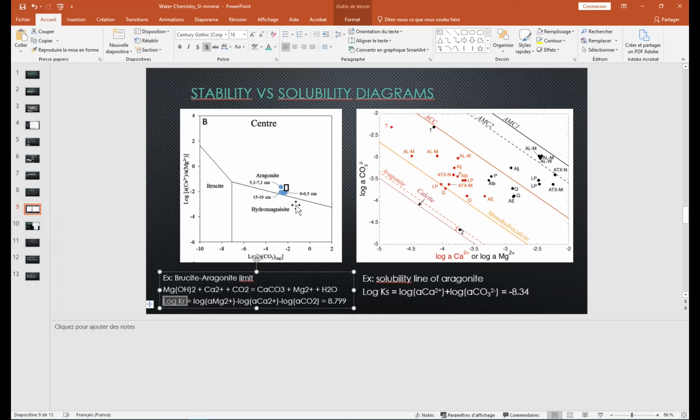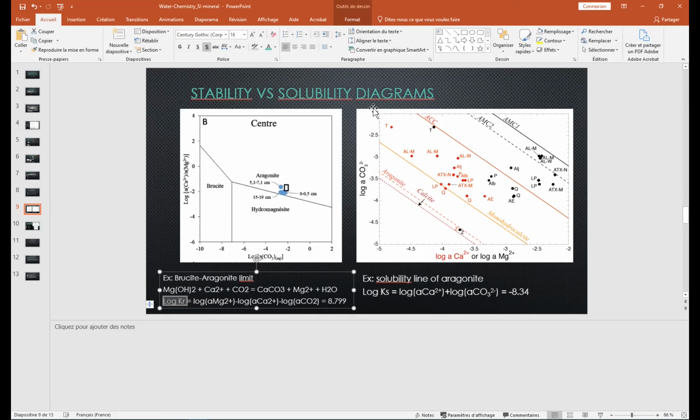But for example, in some systems, it doesn't help you to explain why you have this type of mineral and not another. For example, here you have sediments of Alchichica, and in these sediments you have both aragonite and hydromagnesite, and in this type of graph, you can only see that you are close to the border between the two minerals and more in the domain of aragonite. So you cannot explain why you have both minerals.